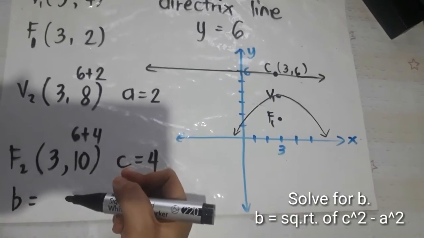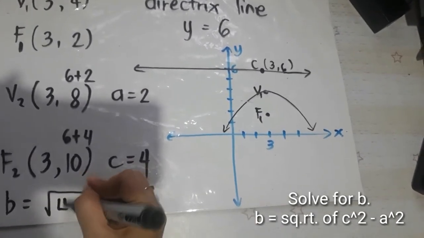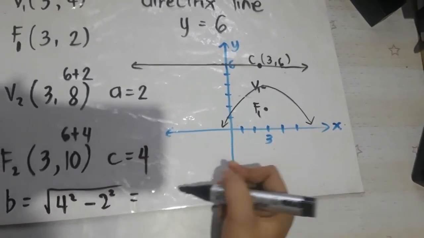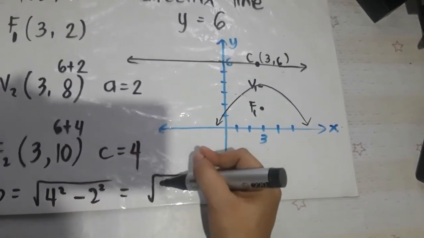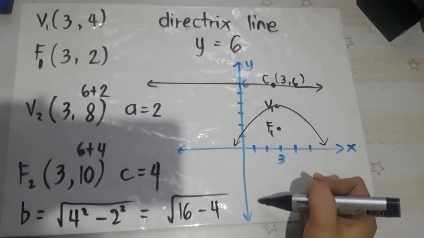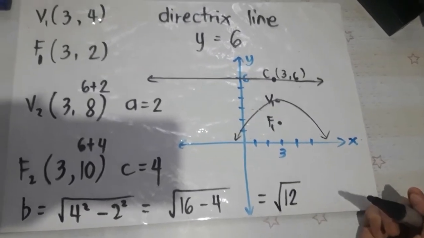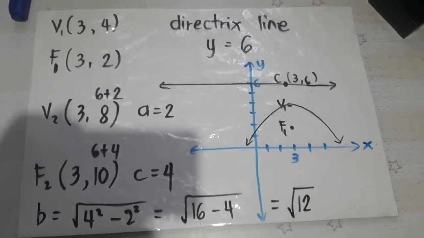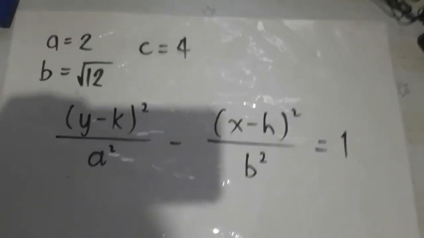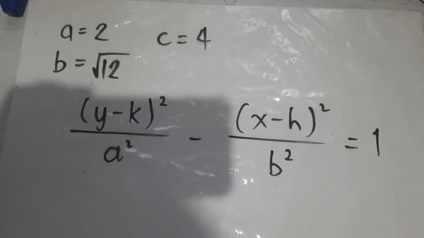So b is equal to the square root of c squared minus a squared, so that is 4 squared minus 2 squared, equals the square root of 4 times 4 is 16, minus 2 times 2 is 4. 16 minus 4 is 12. Therefore, b is equal to the square root of 12. Okay, we're down to the last step. Since we have a equals 2, b equals square root of 12, what we'll do now is substitute it in the standard form of the equation of the hyperbola.